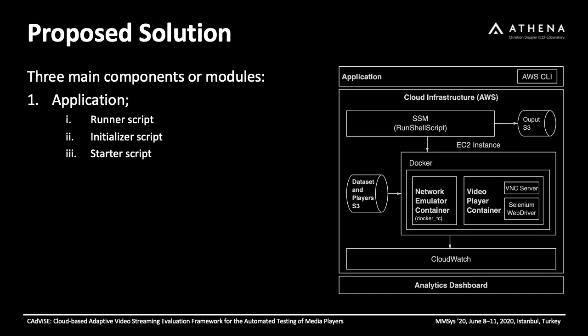There are three types of scripts: runner script, initializers, and starters. In order to initiate the framework itself, we have developed a script called the runner script. That is the entry point to executing experiments, providing a set of attributes such as necessary parameters for cloud management, and of course experiment-specific parameters like the number of experiments we want to run, or names of players that we want to test, et cetera. Running the runner script would then spin up EC2 instances in the AWS cloud.